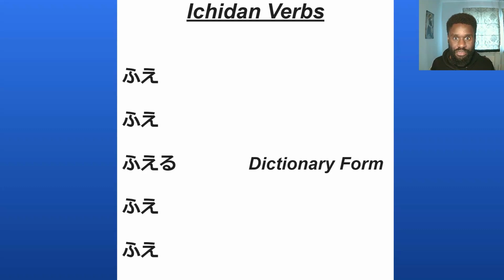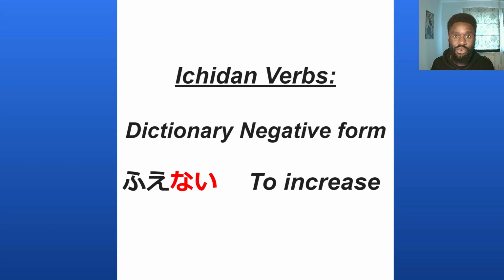But to simplify things, we can say that we use the first row of Ichidan verbs, as shown on this diagram, and we just add nai to the end of it. This is the dictionary negative form of Ichidan verbs. So to create the dictionary negative form of Ichidan verbs, you just use the first row and add nai at the end of it.